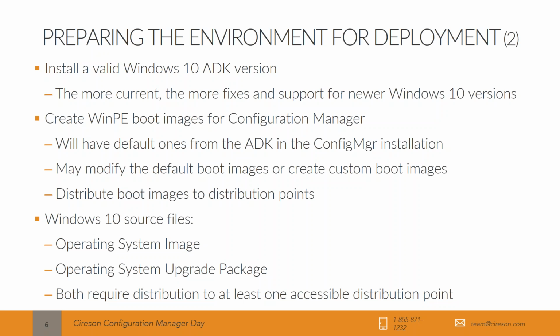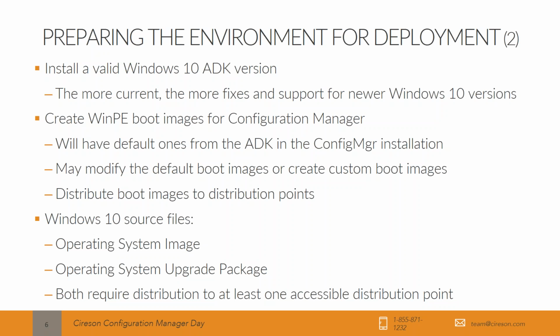So in Config Manager, you'll either modify the existing boot images, or you may create your own WinPE boot images. There are two default ones, 32-bit and 64-bit, that come in Config Manager that's part of the ADK installation. You may modify them, or you can create your own custom ones, and I'll show you a custom boot image as part of the CMP and Commence solutions that we have. And you just have to make sure that these boot images are distributed to your distribution points, including PXE-enabled DPs if you're going to be doing that.